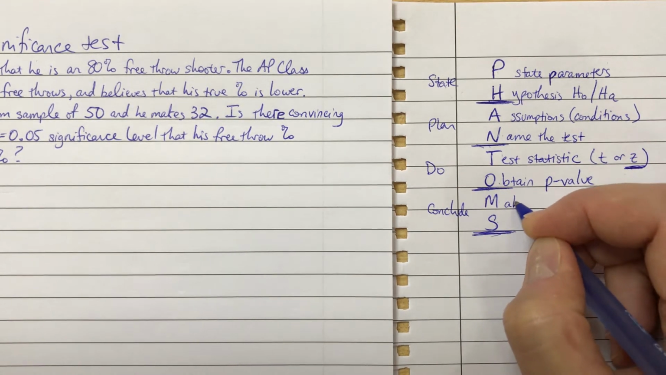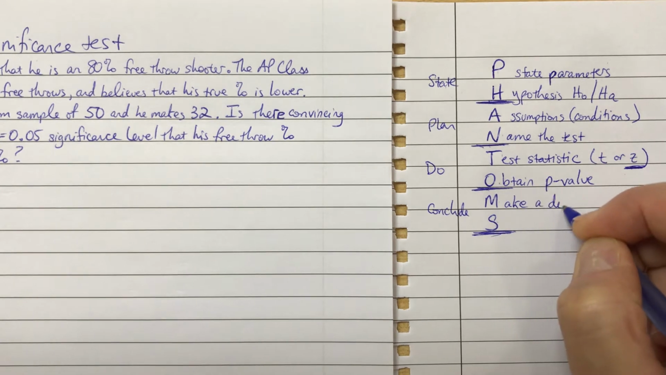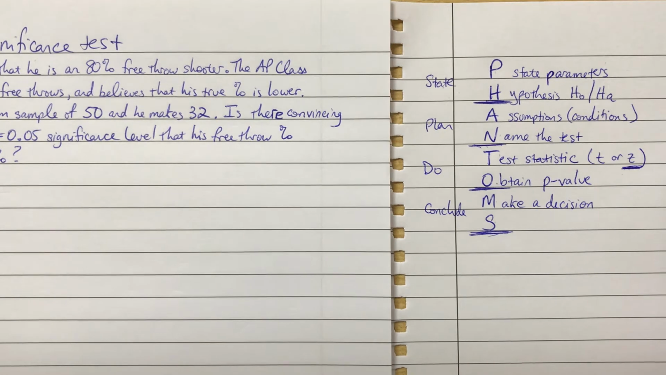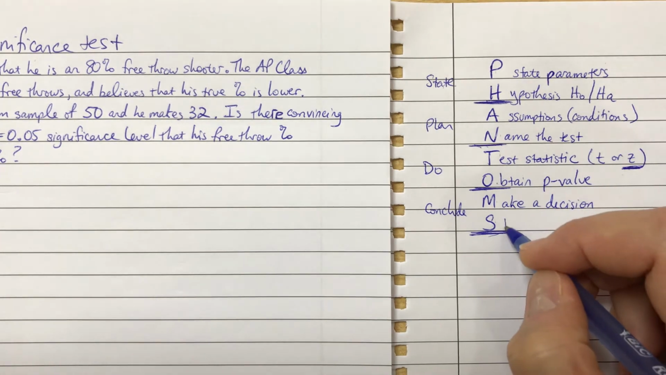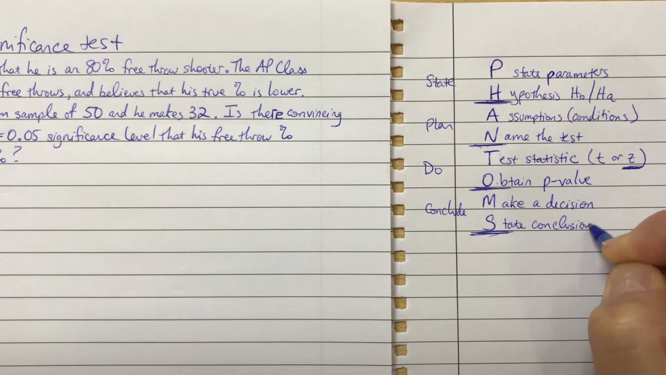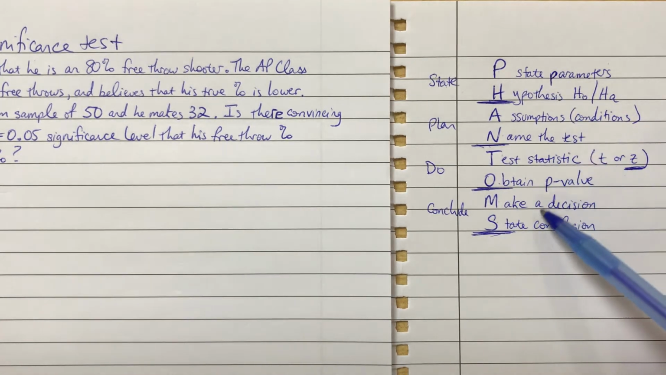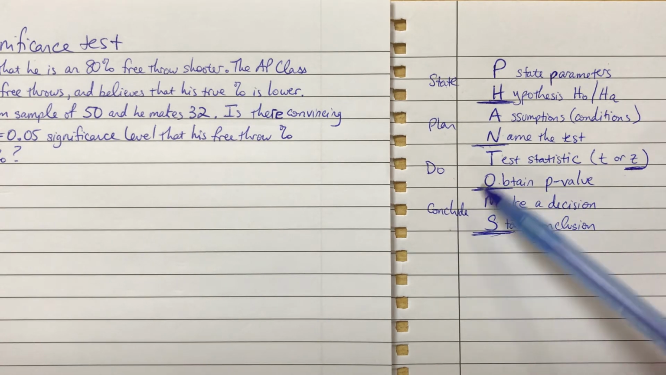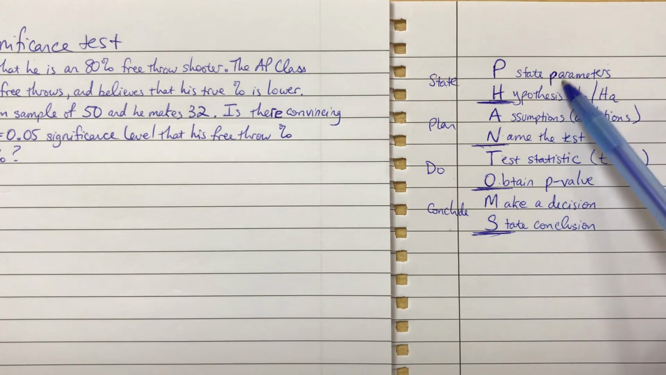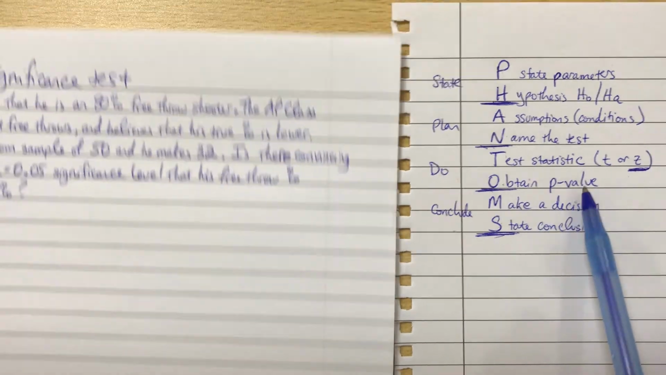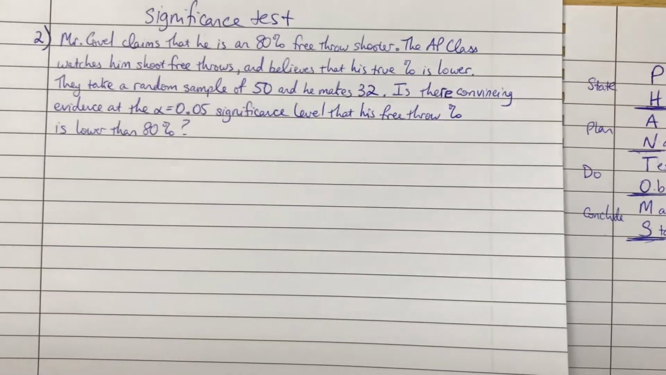The last thing we do when we conclude is we make a decision whether to reject or fail to reject. And then lastly, we state the conclusion. So again, if you feel like this is just overcomplicating things, you state, you plan, you do, you conclude. I think this will be easier once you've done it a couple of times, just to remind yourself of all the little pieces. So we're going to start with the statement.